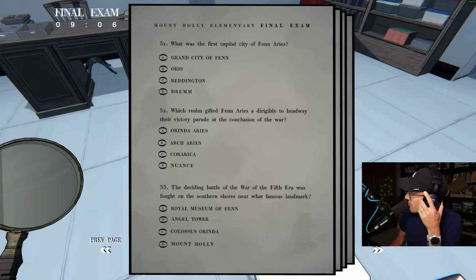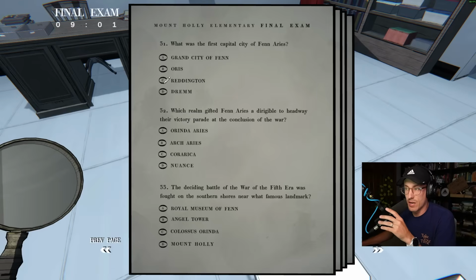I think it must be Reddington. I think we need to guess Reddington, and we're gonna take screenshots of everything. I don't know if we get our exam back and it tells us which ones are wrong or not. So we're gonna have to, I don't know, do our best to get an answer down for every question.